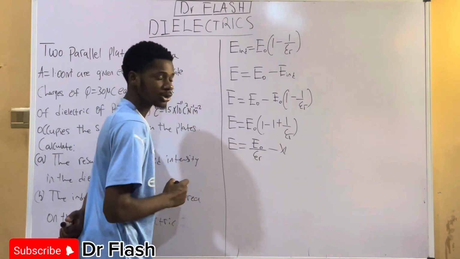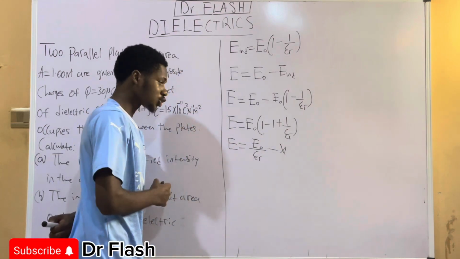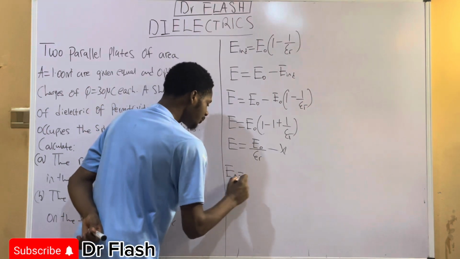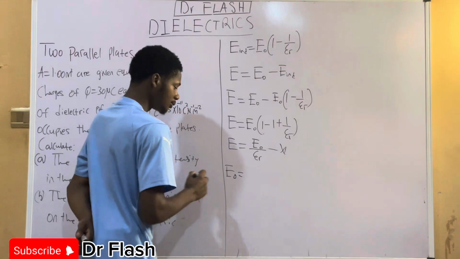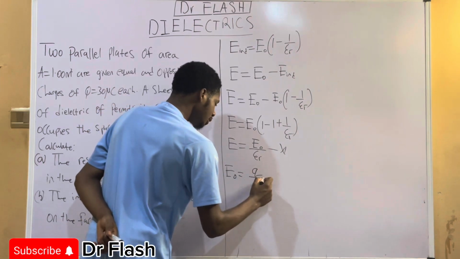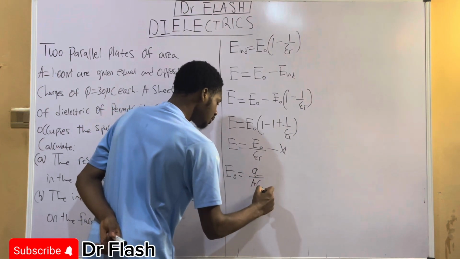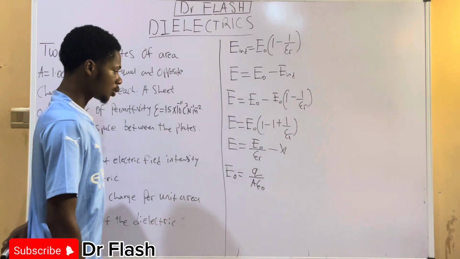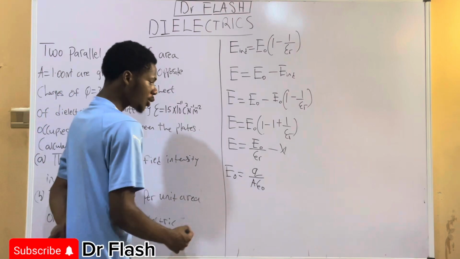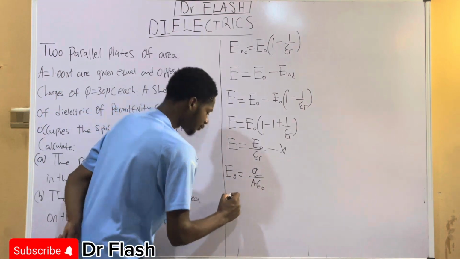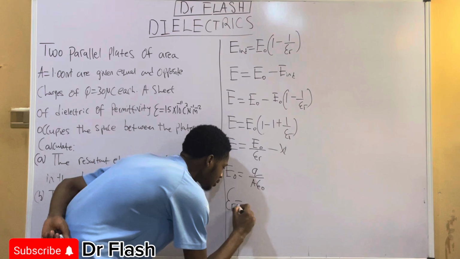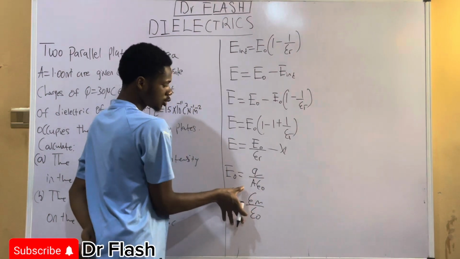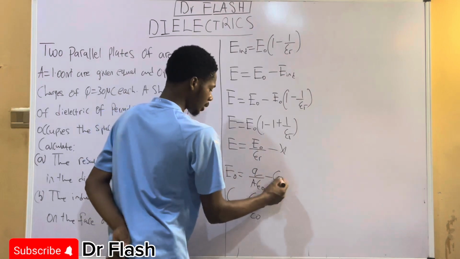Now we do know from Gauss's law, we've done Gauss's law before and you can watch those videos to understand it, that the electric field intensity will be equal to the charge divided by the area times the permittivity of free space, right? We also know that relative permittivity is equal to the permittivity of the medium divided by the permittivity of free space. Let's call this 1 and this 2.